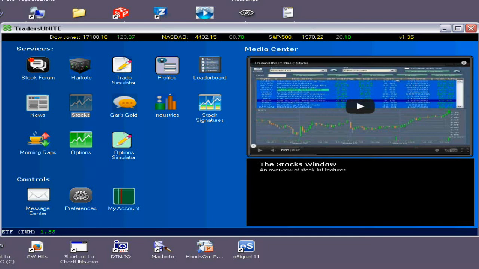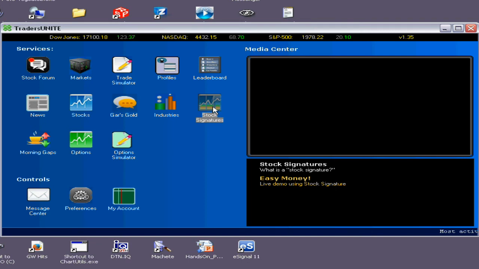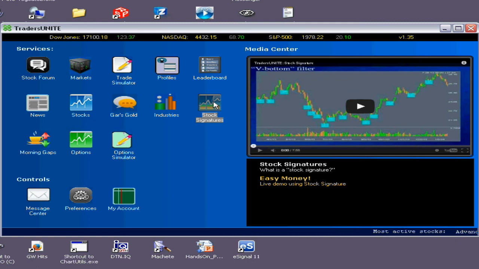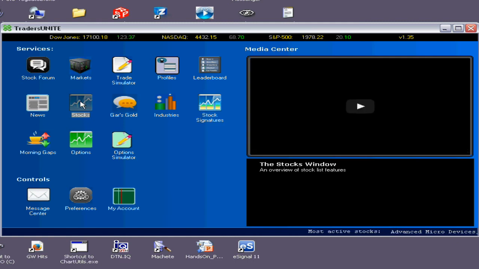Okay, the stocks window. First of all, we have two different stock windows. One of them is stock signatures. That's a little more sophisticated than what I'm going to show you here. That's also covered in a different video. What we're going to cover here is the basic stocks window.